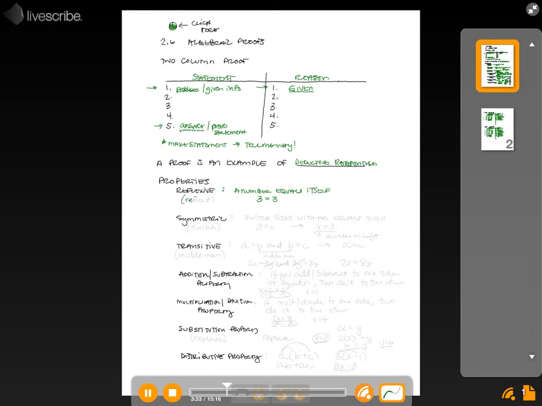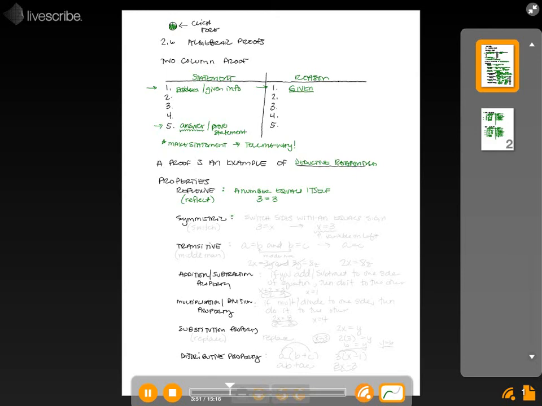One way to help you remember: reflexive sounds an awful lot like reflect, and when you look in a mirror it's the same as your face. So here 3 is on one side, 3 is on the other. It's exactly the same on both sides. Okay, reflexive, a number equals itself.